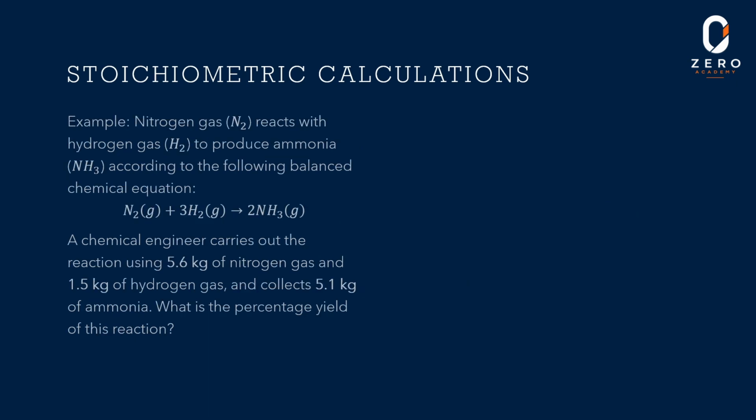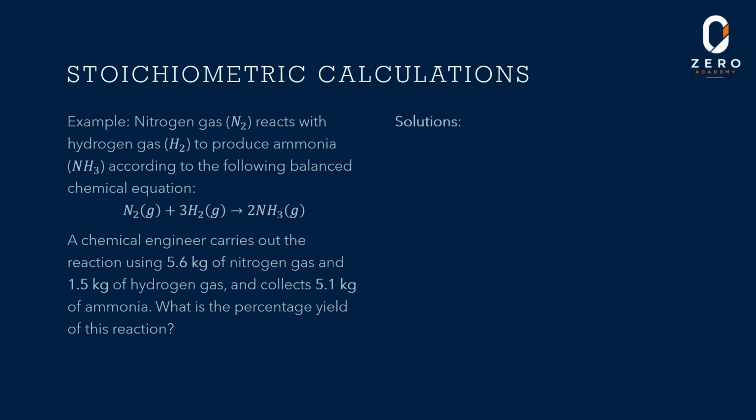Now let's take a look at an example. Nitrogen gas reacts with hydrogen gas to produce ammonia according to the following balanced chemical equation. It's the same equation as the previous one. A chemical engineer carries out a reaction using 5.6 kg of nitrogen gas and 1.5 kg of hydrogen gas and collects 5.1 kg of ammonia. What is the percentage yield of this reaction?